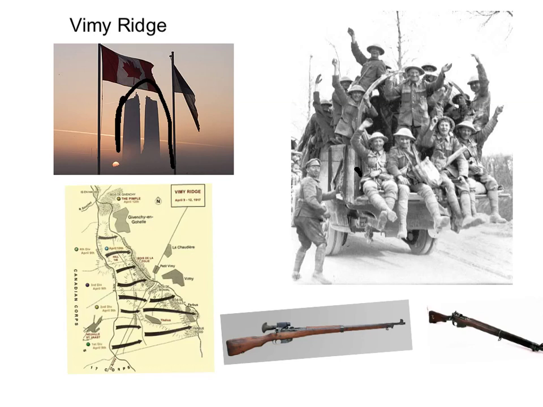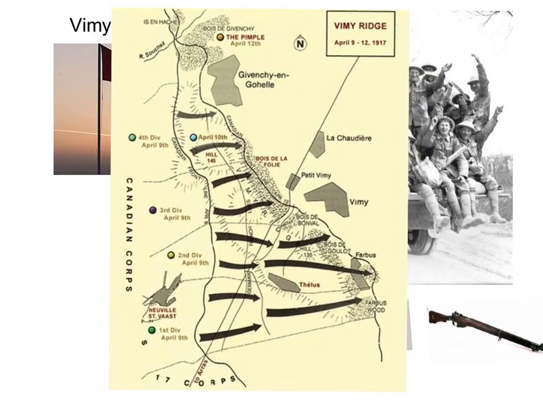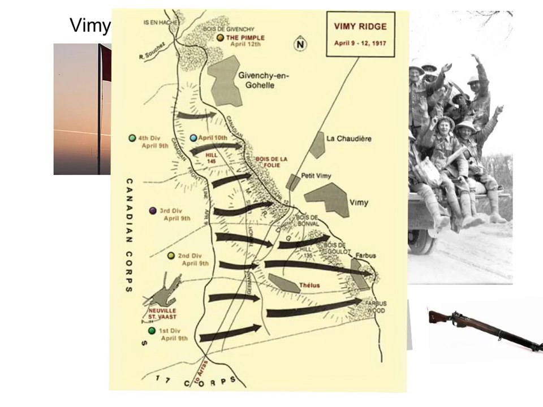So I'm just going to bring this up to the front and show you a map of the area. Vimy Ridge was extremely important because it was, as the name suggests, a ridge. And so you can see these are the different Canadian divisions. They had to go up this hill.